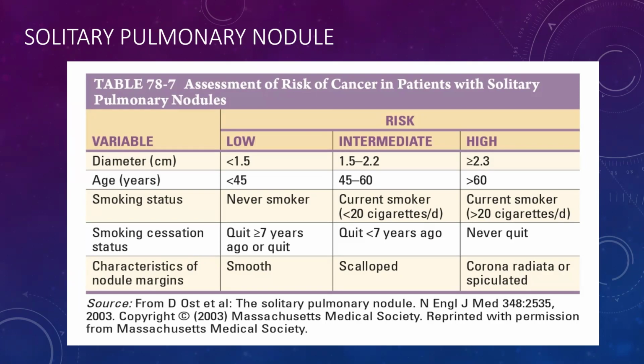And on CT scan, you look at the characteristic margins of the nodule. If the nodule margins are smooth, then that's probably a low-risk nodule. If the patient's nodule is scalloped, or the margins are wavy, then that places him under intermediate risk. But if you see a corona radiata, or a crown-like appearance, or it's sharp or spiculated, then that will place the nodule under high risk of developing malignancy.